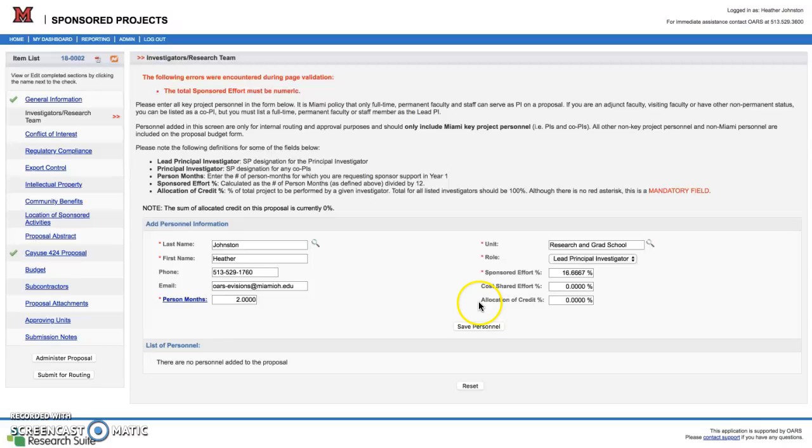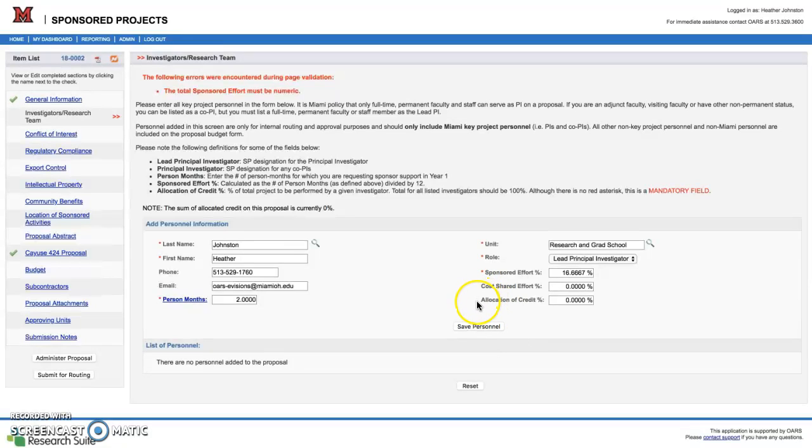Even though they appear on the same screen, allocation of credit percent is generally not related to sponsored effort percent. While sponsored effort percent has to do with external reporting to the sponsor, allocation of credit percent has to do with internal reporting. What is entered in the allocation of credit percent field determines how much of the total project funding is credited to each investigator, and by extension their department at college, in OR's annual report of extramural funding.